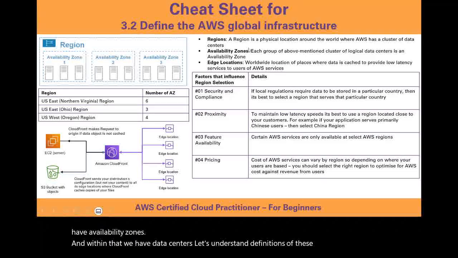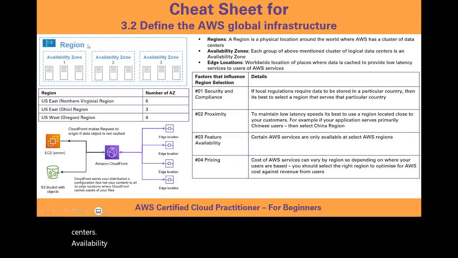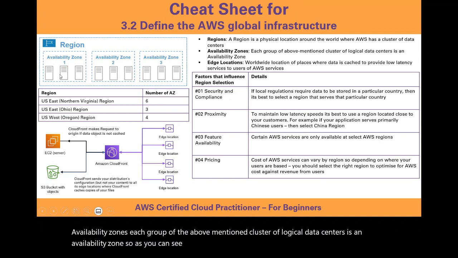Regions. A region is a physical location around the world where AWS has a cluster of data centers. Availability zones. Each group of the above mentioned cluster of logical data centers is an availability zone. So as you can see over here, these icons which represent the data clusters represent the availability zones which are within a region. As mentioned, a region is a physical location around the world.